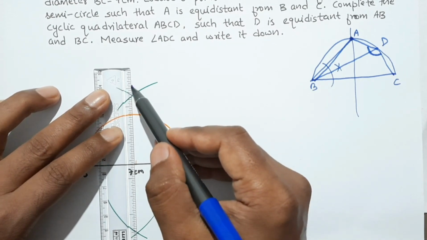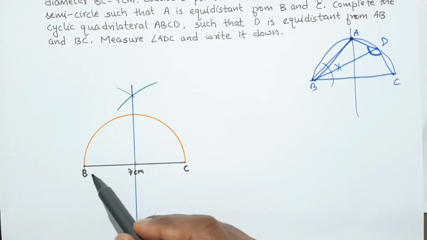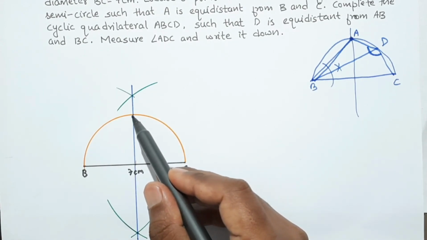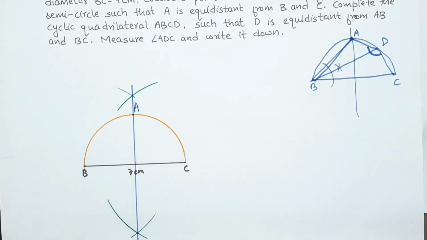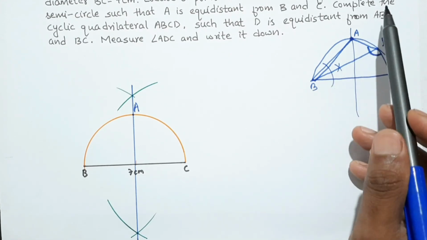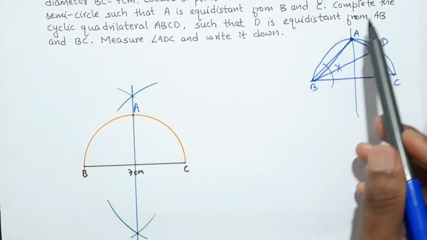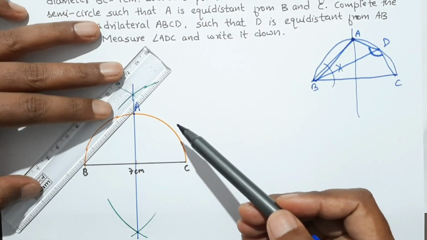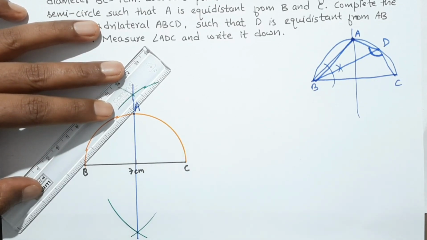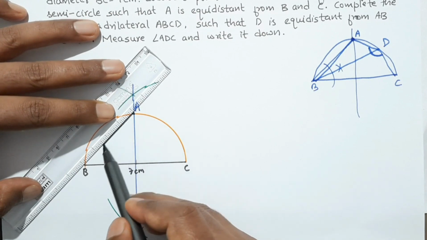This is our BC, and this perpendicular meets the circle at this point. So this point is A. Now the next part: complete the cyclic quadrilateral ABCD such that D is equidistant from AB and BC. Let us join AB. So this is our AB.